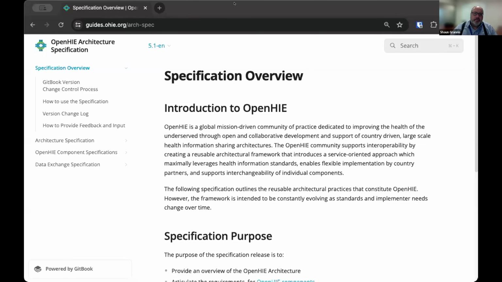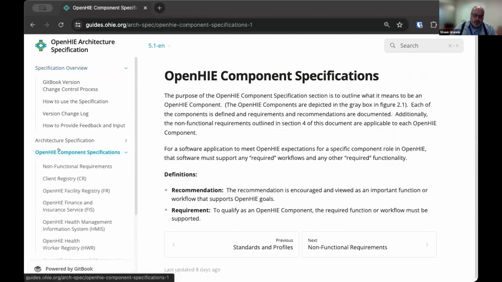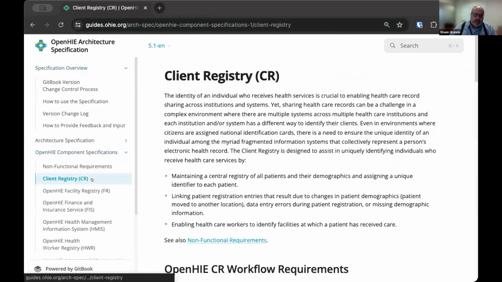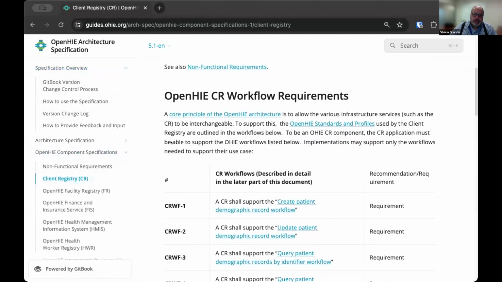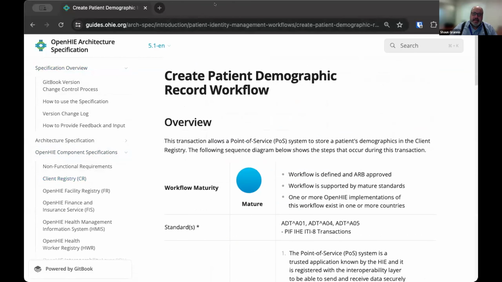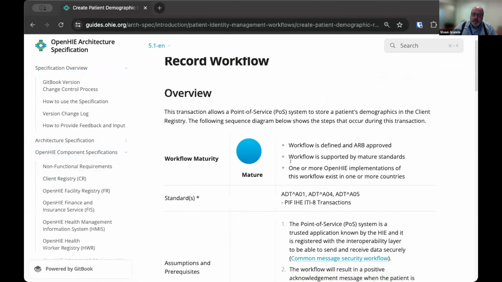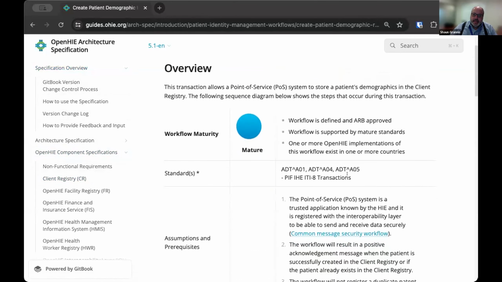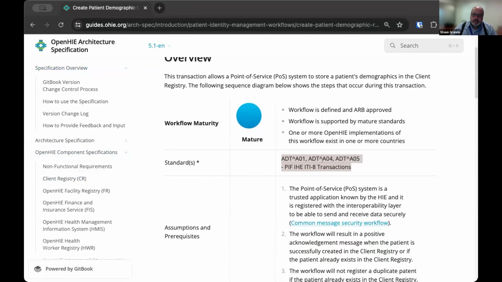Sure. So I am going to share my web browser. Can you see that? So I'm at the OpenHIE site right now, and I'm going to go into the component specification down to the client registry, and you can see these workflows. So, creating a patient demographic record. Now I'm going to go into more detail, because this is a detailed question. So here are the specific standards used or supported by the OpenHIE community.